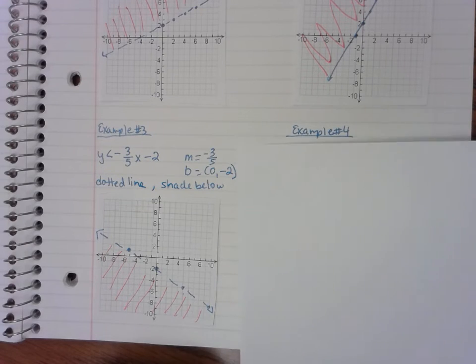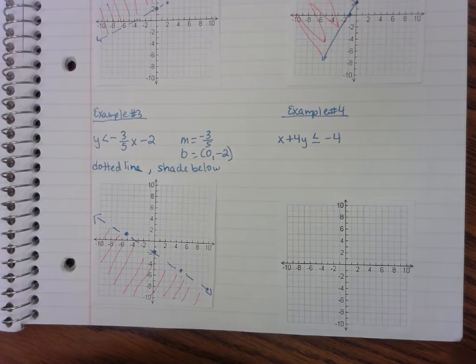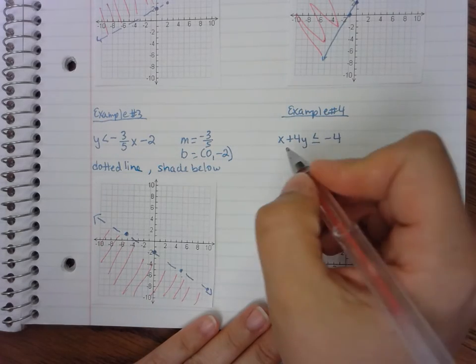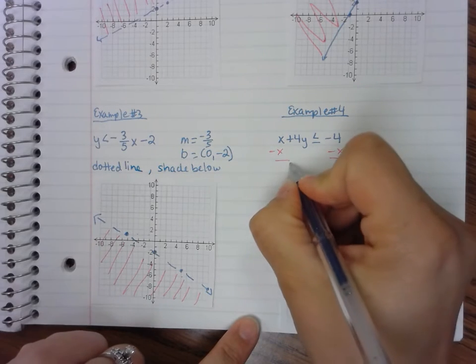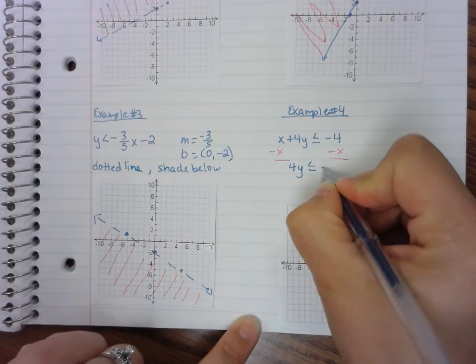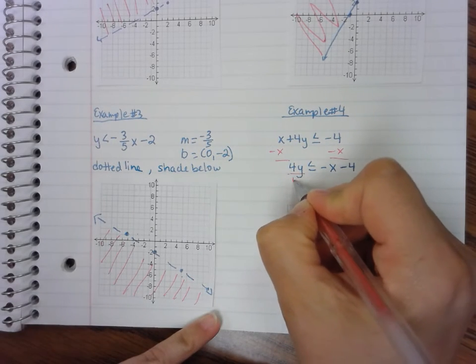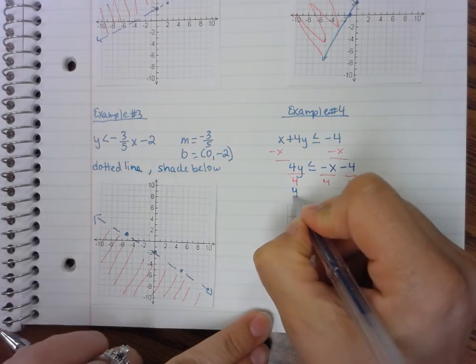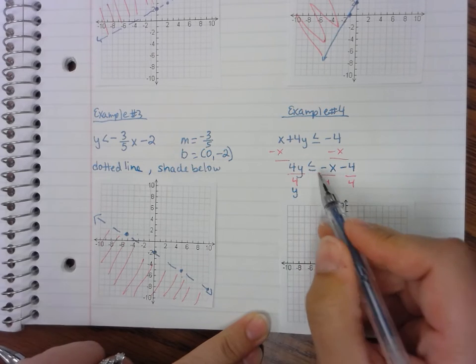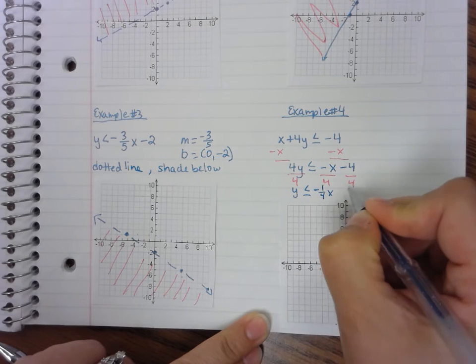Last but not least, example 4. Example 4, just like example 2, is not in the form that I wanted, so I need to make this a y equals. So I'm going to subtract x on both sides. That leaves me with 4y is less than or equal to negative x minus 4. I'm going to divide everything by 4. And that is going to leave me with y. Because I divided by a positive, I don't have to flip this inequality sign. y is less than or equal to negative 1/4 x.